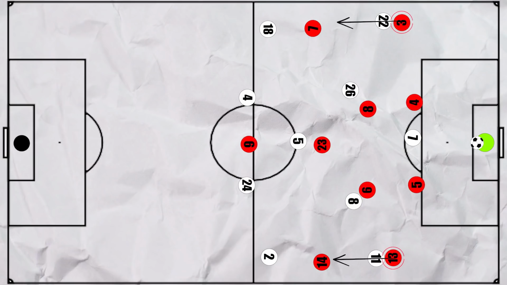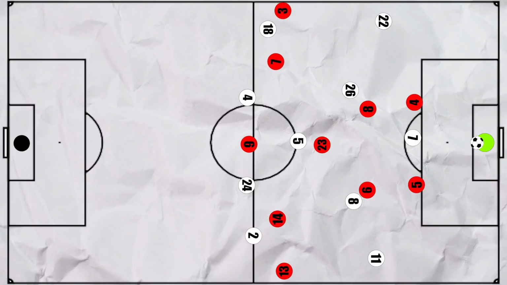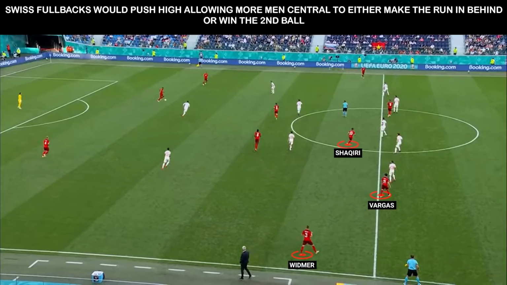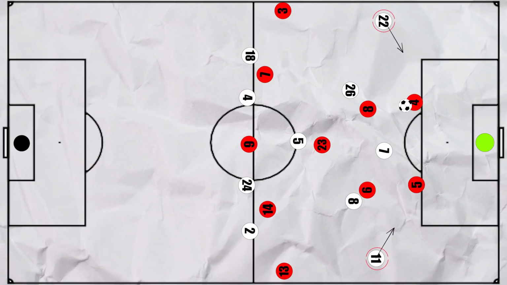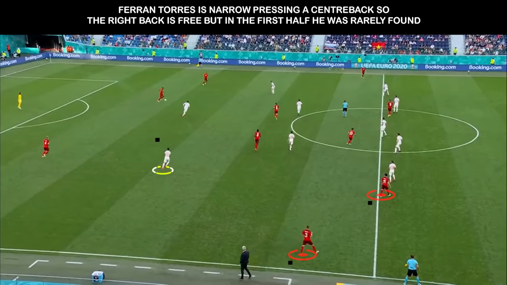And in open play, the fullbacks would push high and wide early on, allowing the wingers narrow, and they, in conjunction with Shaqiri, would be in a great position to win the second ball. But it should be noted that often, Spain's wingers were looking to press narrow high up the pitch, leaving the Swiss fullbacks in acres of space.